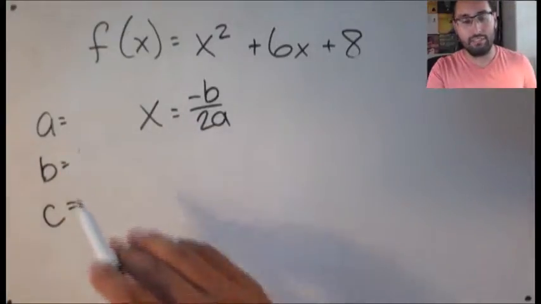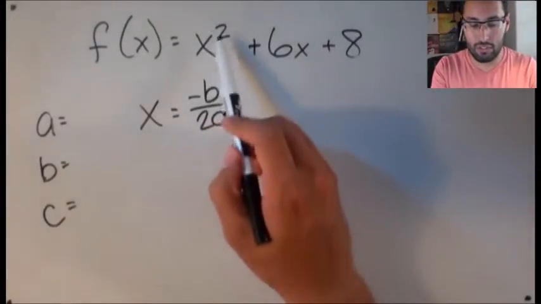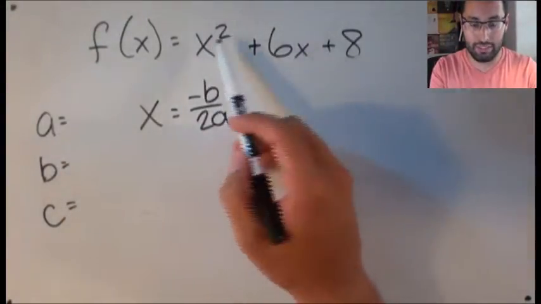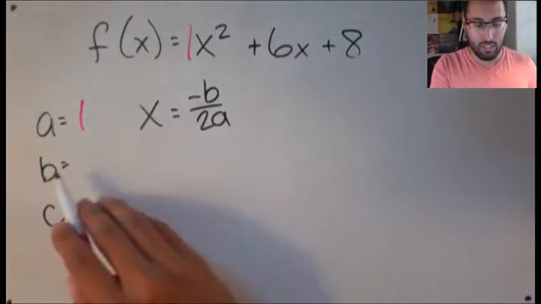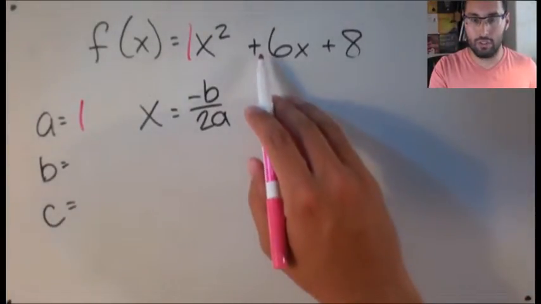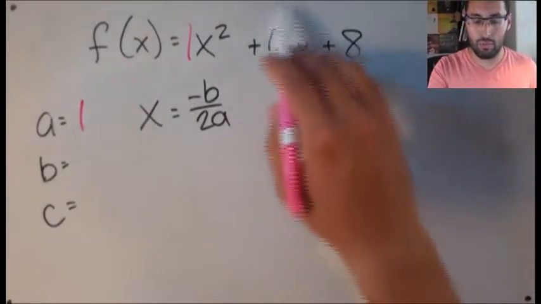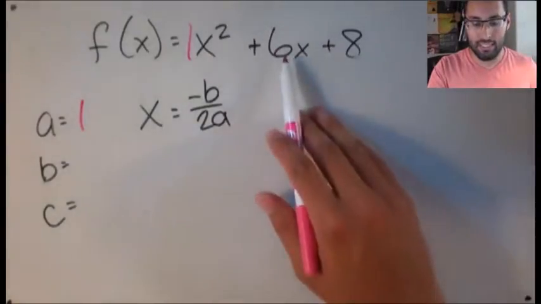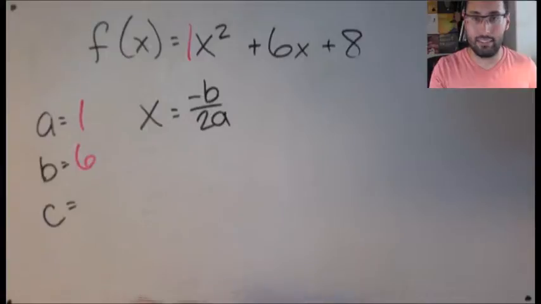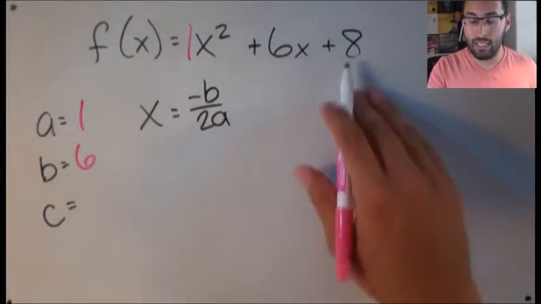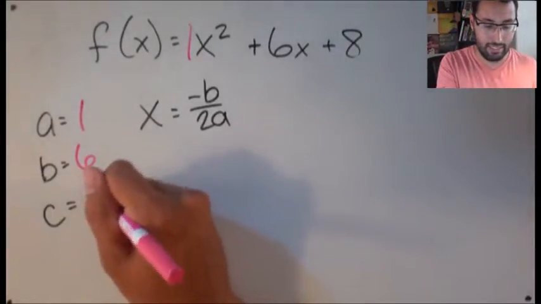The a value in standard form is the number in front of your square term, your quadratic term. In this case, it is a 1. So I'm going to put 1 right there. The b value is in front of your variable with an exponent of 1, your linear term. In this case, it is a positive 6. And your c value is your constant, the number that's by itself. In this case, that is a positive 8.